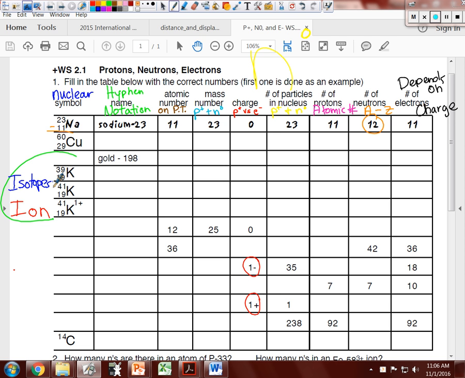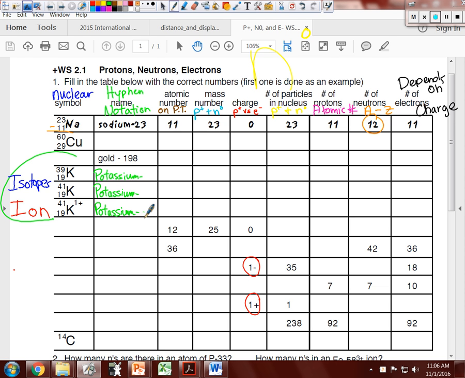All right, now let's go ahead and look at the hyphen notation. What is the element that we're dealing with here? All three of them are potassium. So go ahead and write potassium on all three of them. Now, these are all hyphen notations.